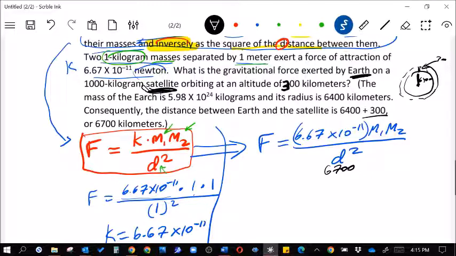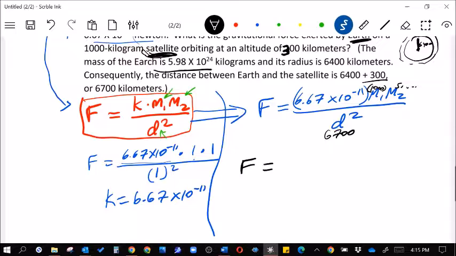The mass of the satellite, come back to it, the mass of the satellite was 1,000 there. And the mass of Earth tells us is this amount, 5 point, and so on. So let's actually now write that. Force is equal to 6.67 times 10 to the negative 11th times 1,000 times 5.98 times 10 to the 24th power.